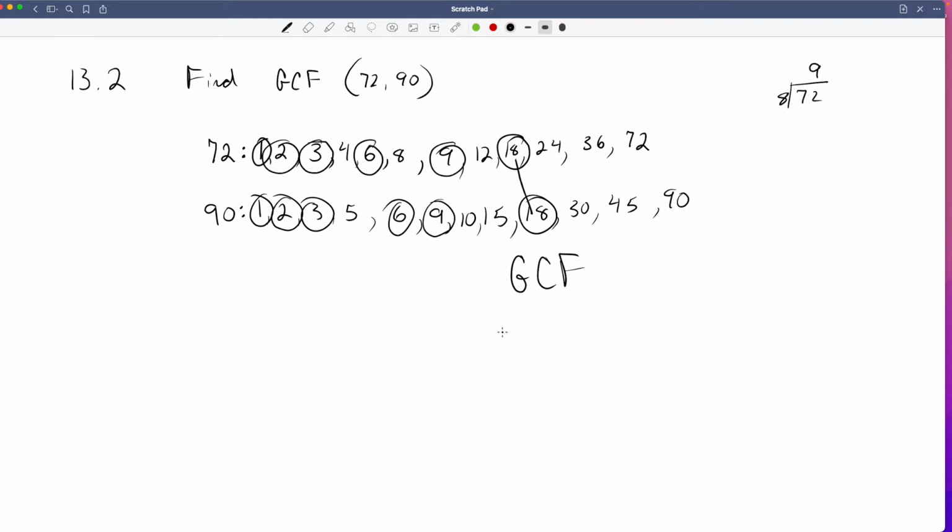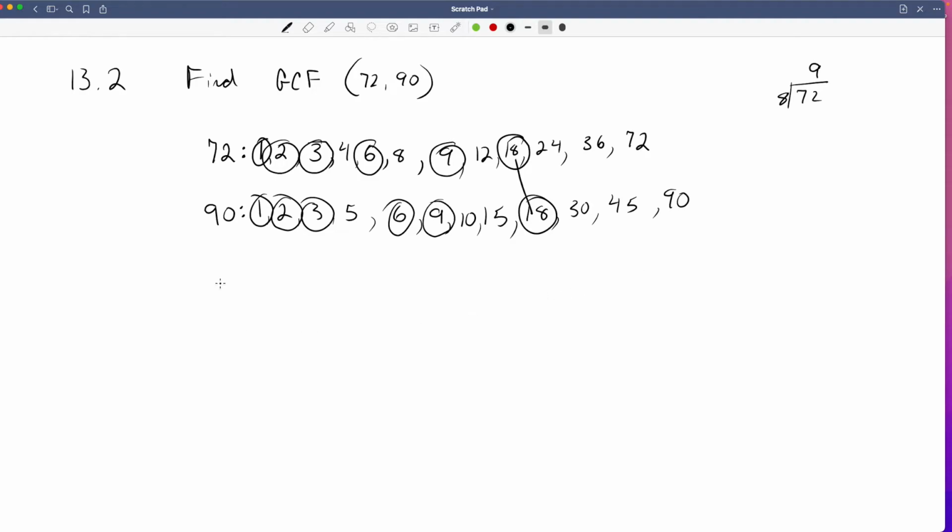But what if I don't know all the factors? How do I figure it out? What if I miss one? What if I forget one? How do I do this? There is another way. Of course there is. So the way you can find the GCF is you don't have to have all of this memorized. It does help. But the way you can find the GCF is through prime factorization.